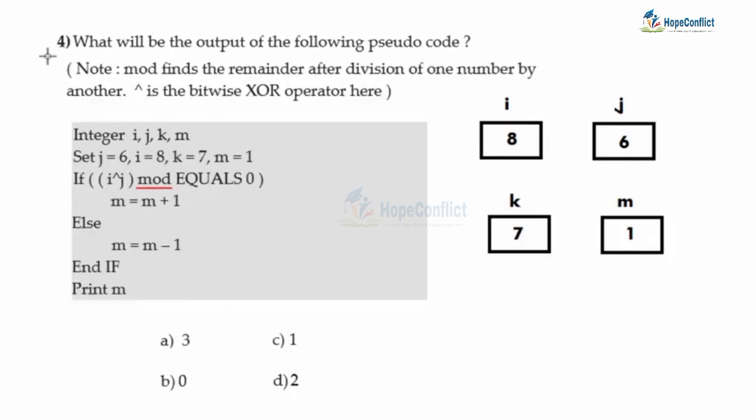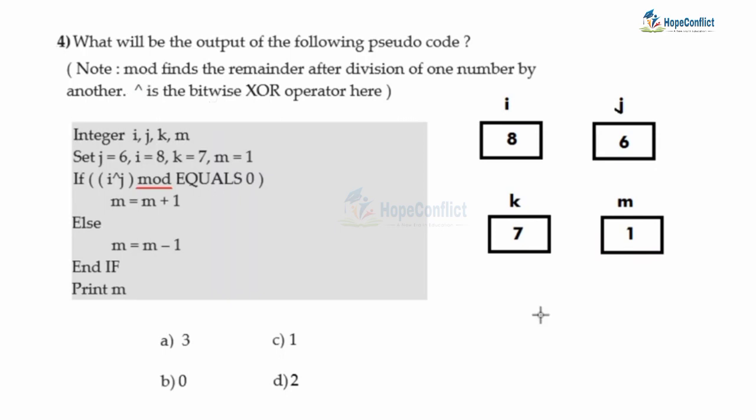Now in this question also you have to find the output of this pseudocode, and with this there is a note given here for some of the words and operators which are used in this pseudocode. Mod finds the remainder after division of one number by another. So here if you see the word mod in the pseudocode, that means you have to find the remainder. And with this there is an operator which is the bitwise XOR operator. Here when you see this operator, you have to perform the bitwise operation.